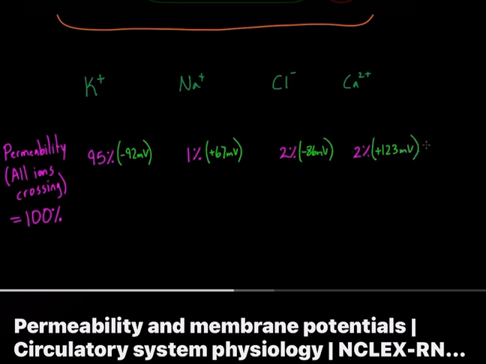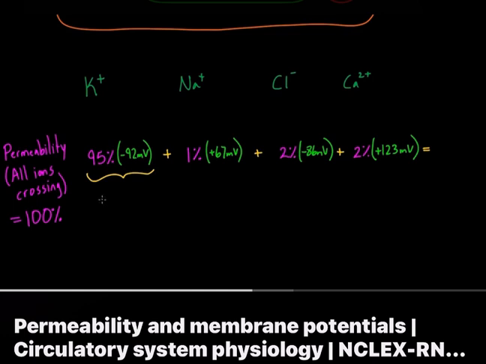But again, 95% of the voting, in a sense, for what the cell is going to agree upon comes from one ion. It comes from potassium. And so we just have to add all of this up and get a total. So this part right here, 95% of the ions being permeable, multiplied by the membrane potential for potassium, 95% times negative 92. I'm just going to quickly do the math on a calculator.